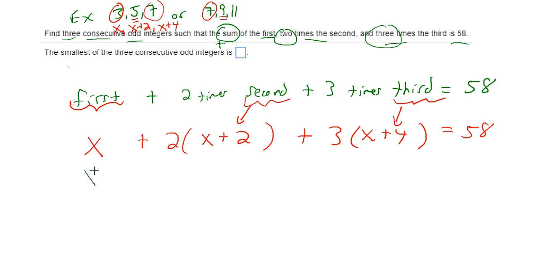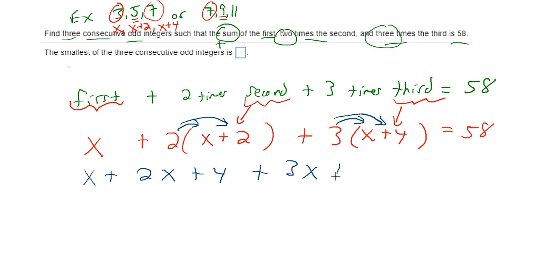So we'll copy this first x down, because the first task we have is to get rid of the parentheses. So let's distribute here. Plus 2x plus 4. 2 times x is 2x. 2 times 2 is 4. Plus 3 times x is 3x. 3 times 4 is 12. Equals 58.